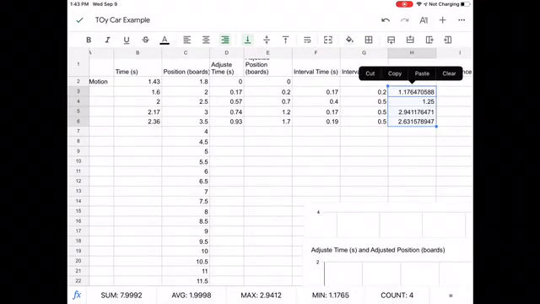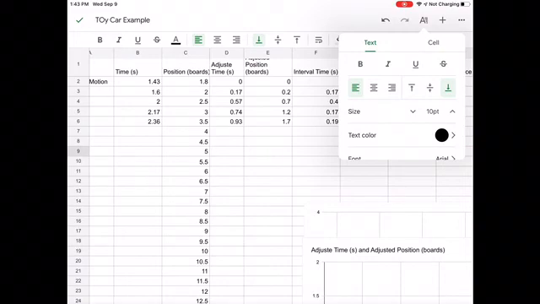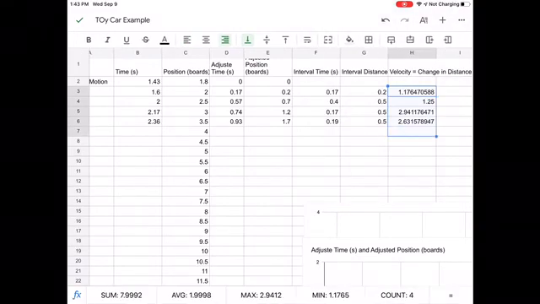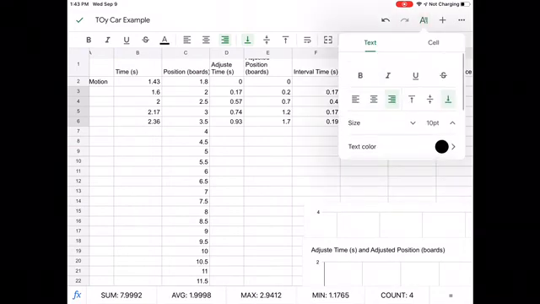I know how to do it on the computer, but this one here looks like we got some limited options as far as formatting goes. So let's see. There we go. So that gives us a lot of different options here. So we'll highlight these cells, and I'll hit the A button, and we want to highlight the text here.